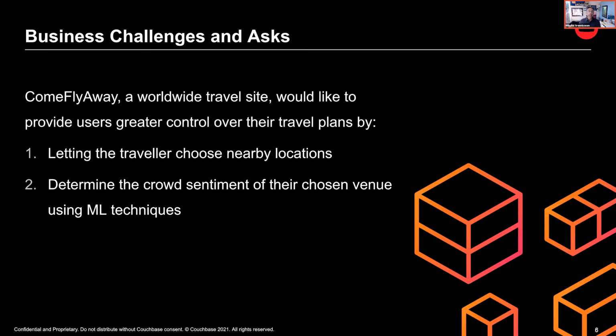It was these kinds of questions that led us down this path to a scenario such as Come Fly Away. They're a worldwide travel site, and they'd like to understand and provide users greater control over their travel plans by letting the travelers choose nearby locations, determining the crowd sentiment of their chosen venue, using all of the incredible machine learning models that our data scientists have been creating.